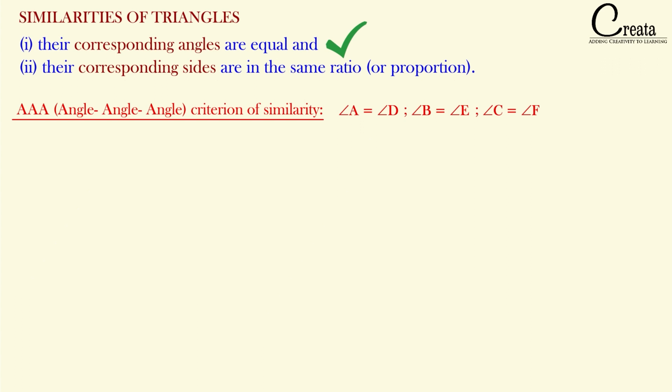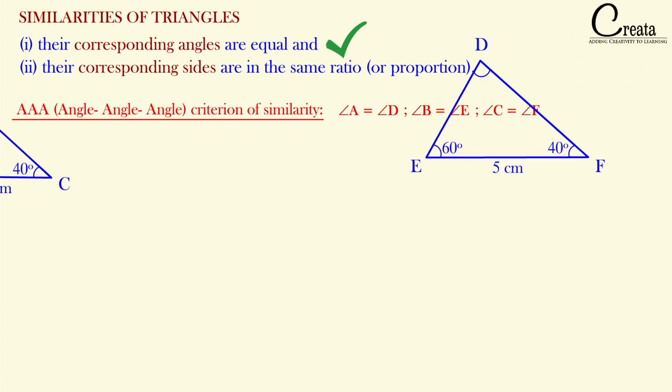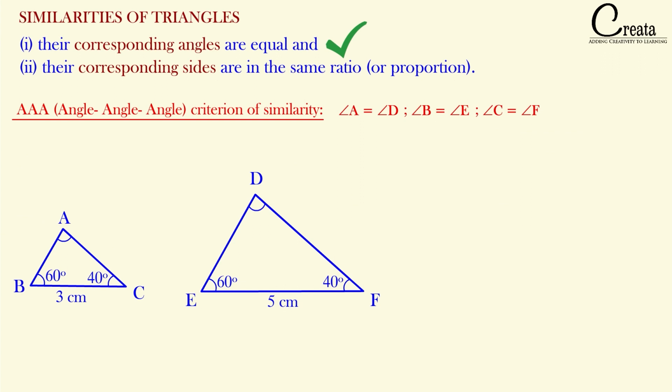Let's understand this with the figure. Here we are having two triangles, triangle ABC and triangle DEF. Here BC is 3 cm and EF is 5 cm, and we do not know the rest of the two sides. Angle B and angle E both are 60 degree, that is matching with each other. Angle C and angle F are also matching with each other, that is 40 degree. Angle A and angle D will also match with each other.